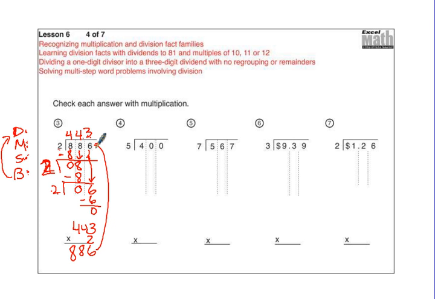And if that number matches up with that one right there, I can feel reasonably good about my solution. So go ahead and do, why don't you just do number 4. Don't forget to check it with multiplication. Only number 4. Pause the video, turn it back on when you're ready for the solution to that one.